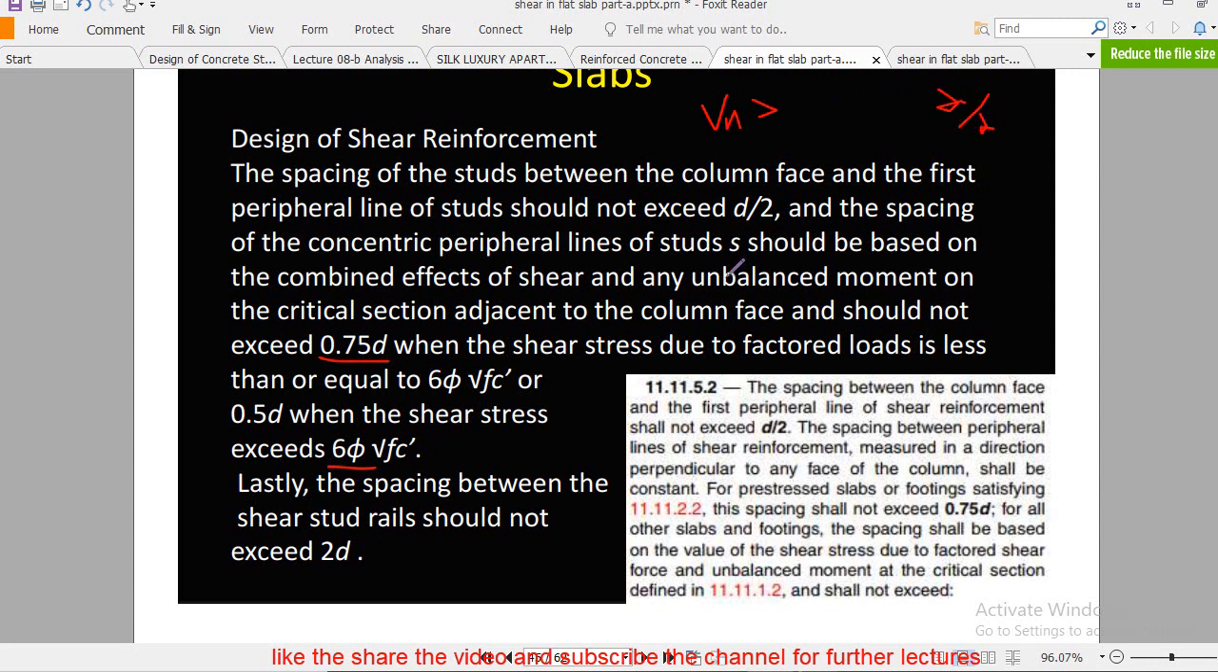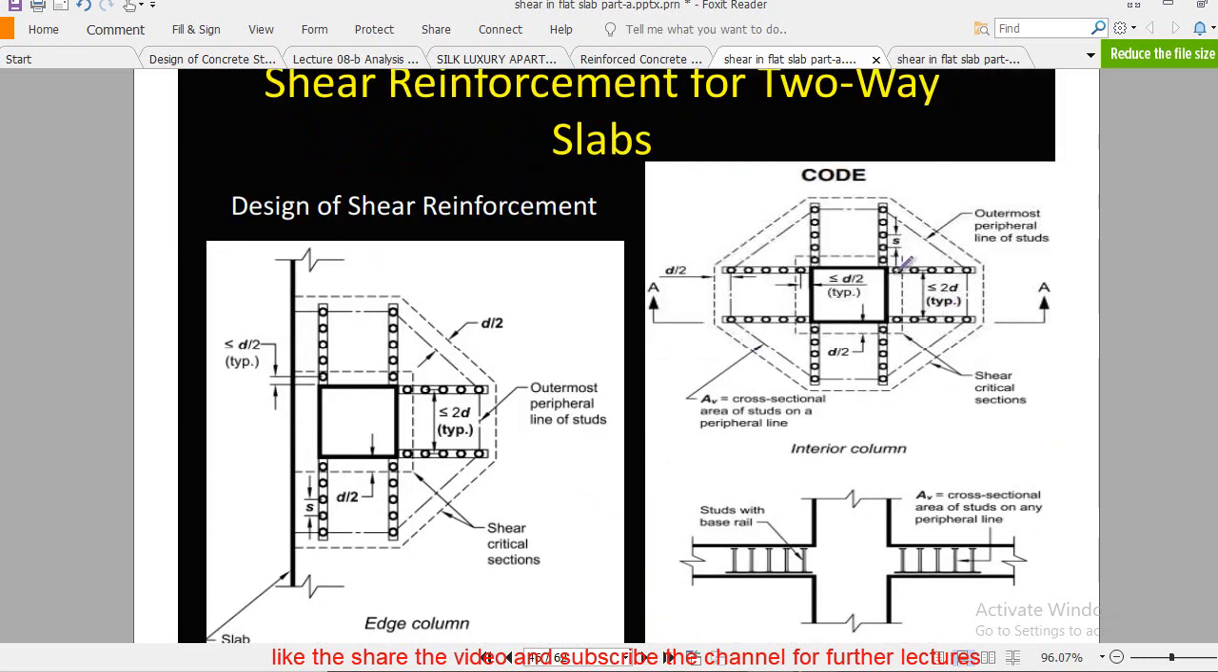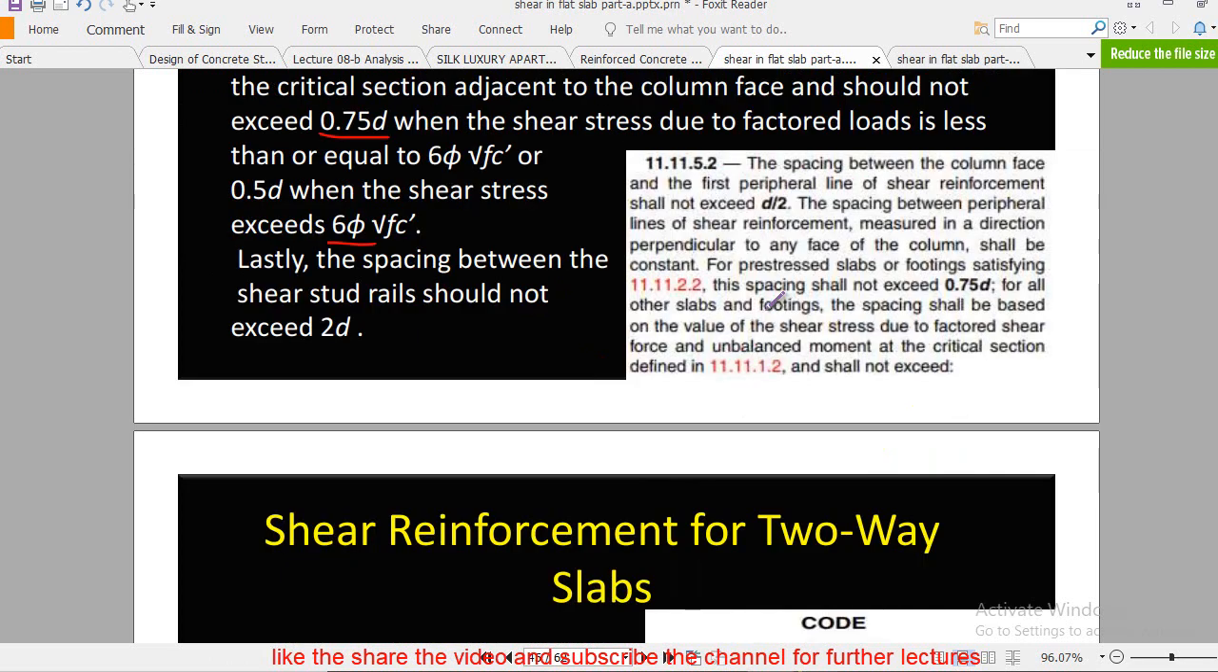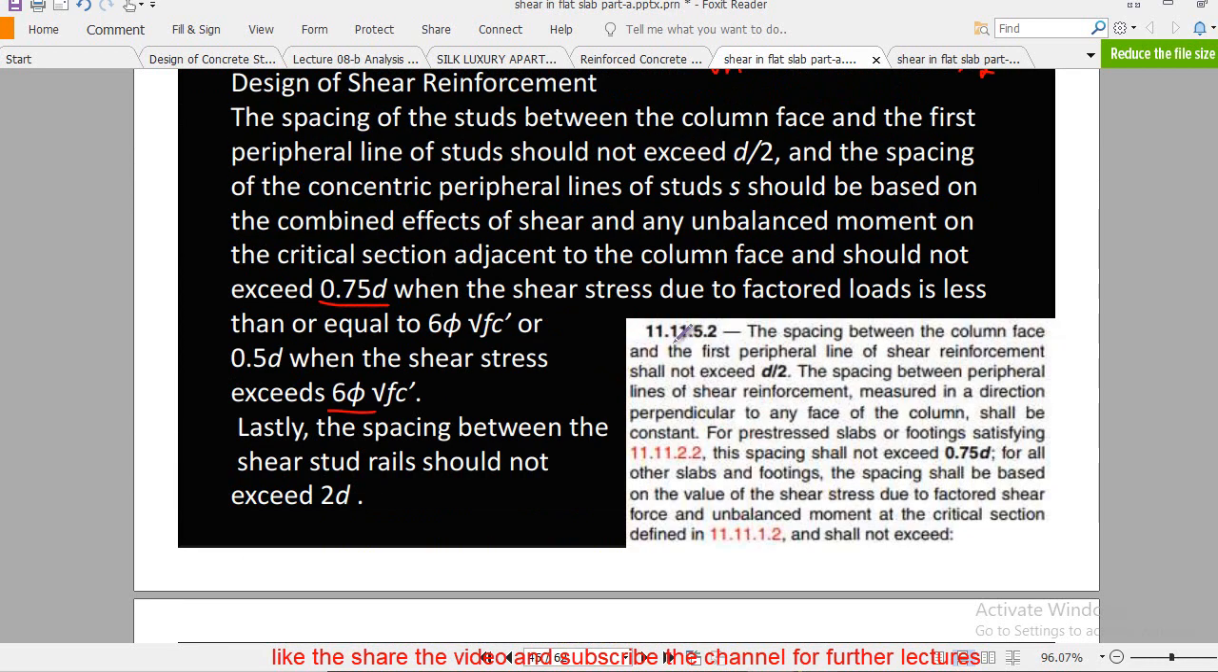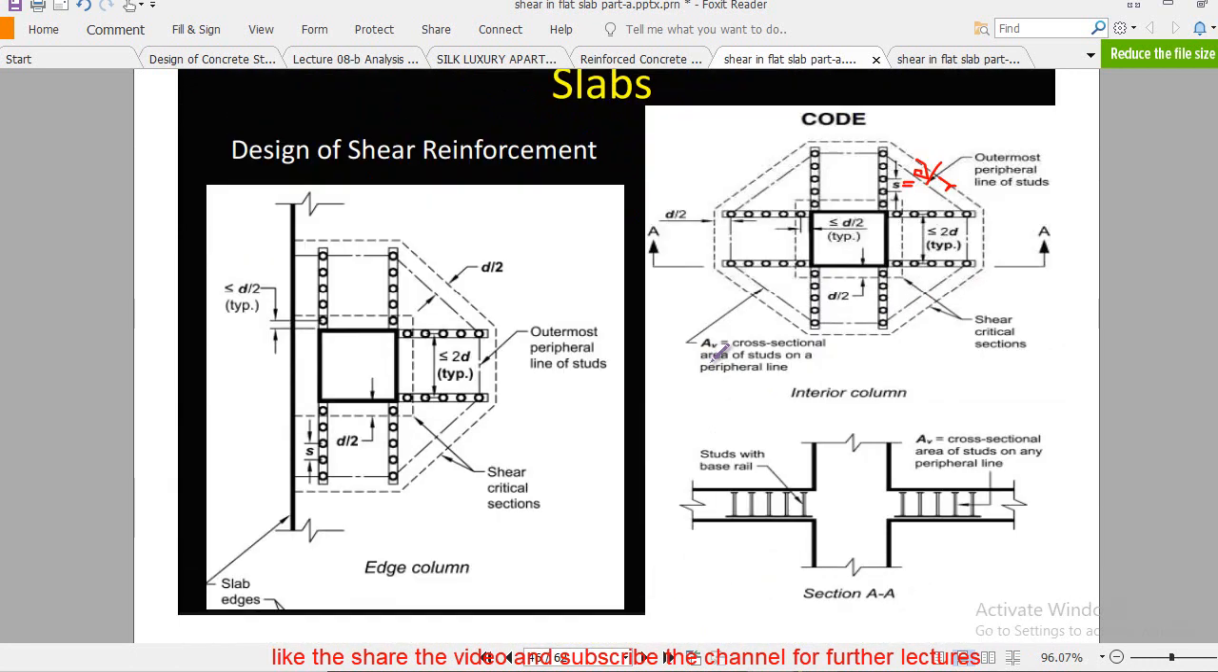The center to center spacing of the studs, let me share here. Okay, here you see this S in this direction. If the Vn value is less than 6 times root Fc prime, then go for 0.75 times d. But in the case when Vn is greater than 6 times root Fc prime beta naught, this S should be less than d by 2. Okay, and this is the code recommendation, section 11.11.5.2.